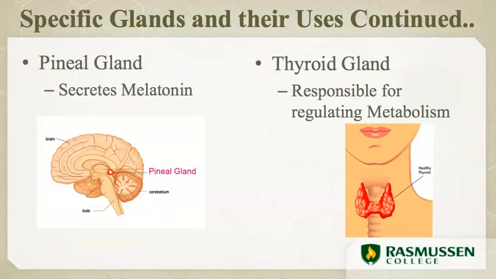Next, we have the pineal gland. This is located in the posterior end of the corpus callosum in the brain, and it secretes melatonin. Now, melatonin is released at night to help regulate the circadian rhythm, which helps with your sleep cycle. Your thyroid gland is responsible for the body's metabolism. It's located anterior to the trachea, just below the thyroid cartilage, and it is shaped like a butterfly. The thyroid gland is responsible for secreting three hormones: thyroxine, or T4, triiodothyronine, which is T3, and calcitonin.